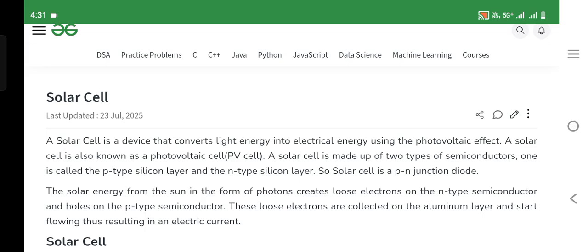Good morning, friends. Today I am going to discuss solar cells. A solar cell is a device that converts light energy into electrical energy using the photovoltaic effect.